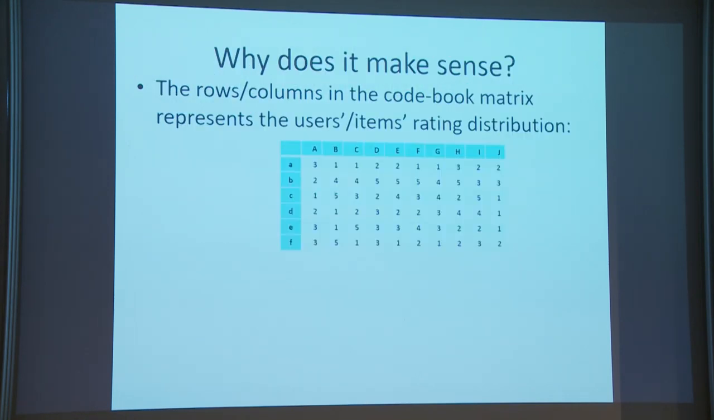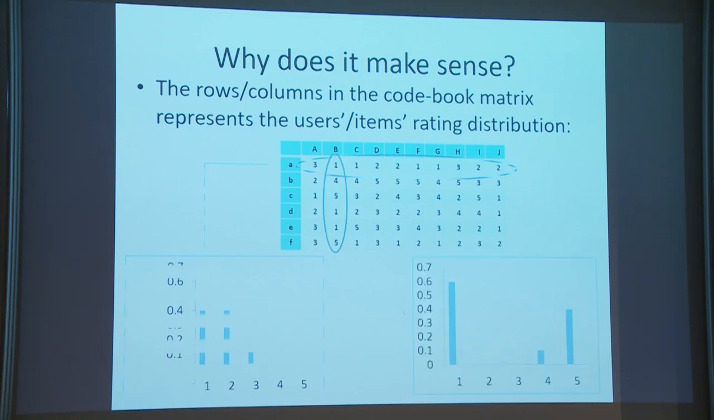Why does it make sense? Just to have an idea, let's look at the following codebook matrix, and let's look, for instance, at a certain user. What can we say about that user? This user doesn't like to give compliments. He usually gives ratings of 1 or 2. He never gives a rating of 4 or 5. And this type of user can be found in different domains. You can find it in games, in movies, in books. It's a type of user.